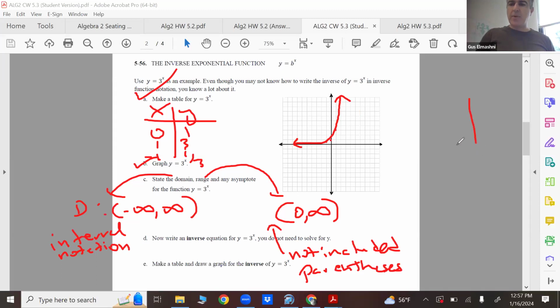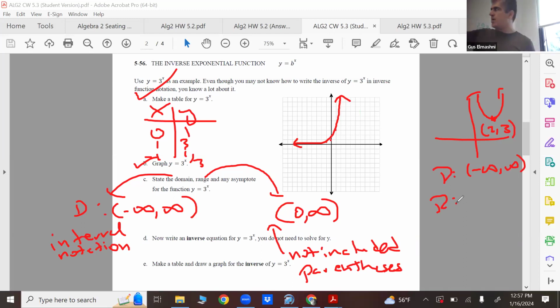And just for fun, let's look at a parabola. Let's say the vertex was 2, 3. Your domain's all real numbers. The range, what's the lowest y coordinate here? Well, for this one I drew. 3. Yeah. But that 3 is included. So in this case, the bracket means included.